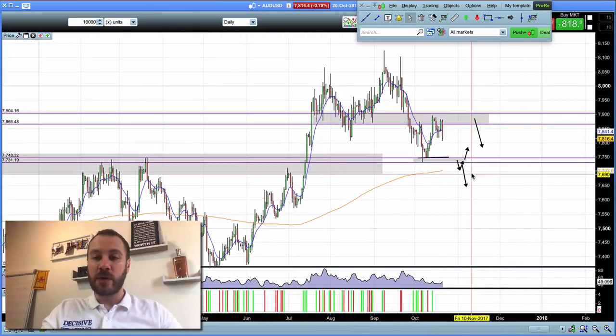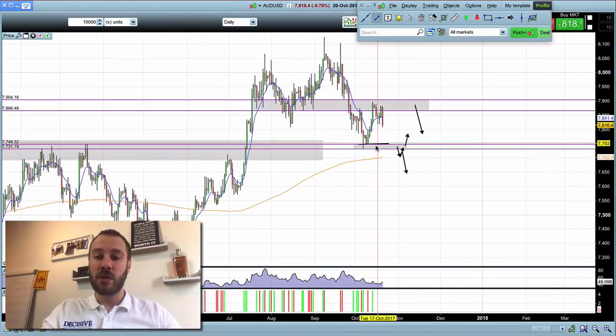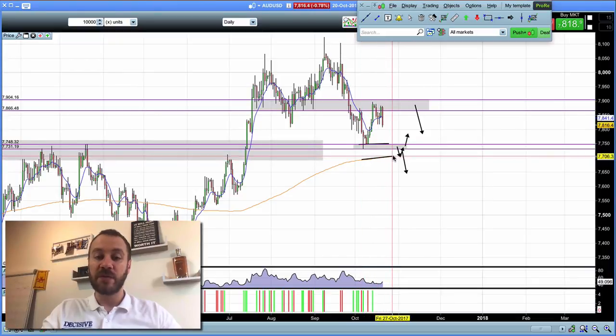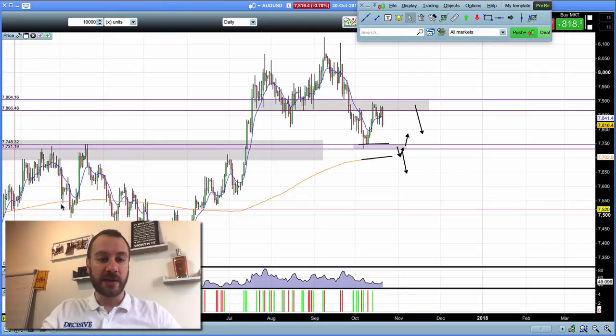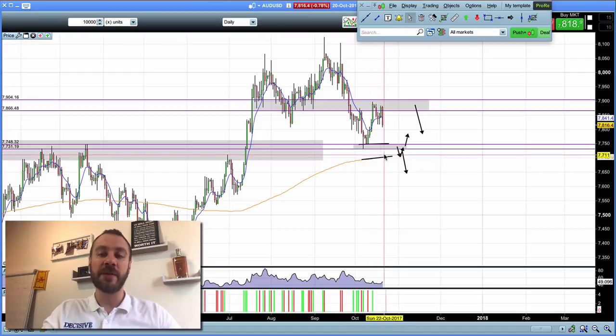Now, if that did happen, we'd also be a little bit careful of the MA200 on the daily time frame, which very often acts as dynamic support and resistance. You can see the market reacting off of it multiple times in the past. It's always worthwhile keeping that on your radar, especially on the higher time frames. It can be a strong reversal point.